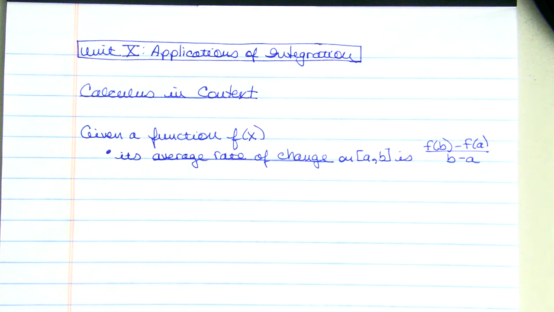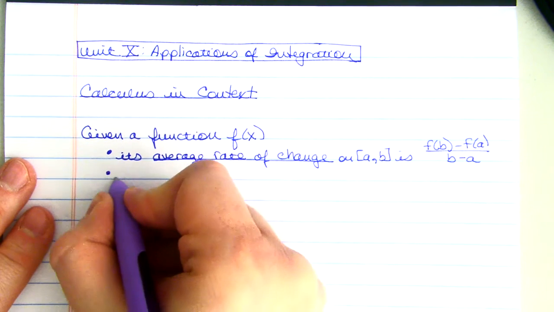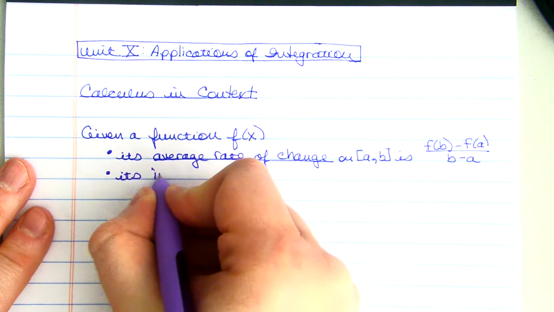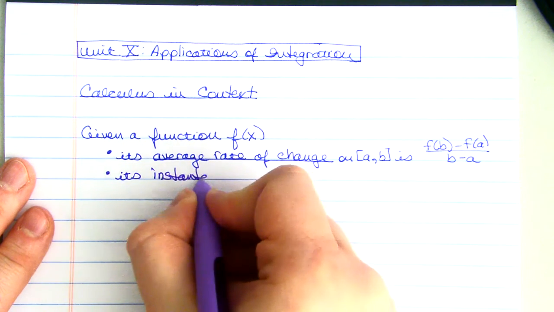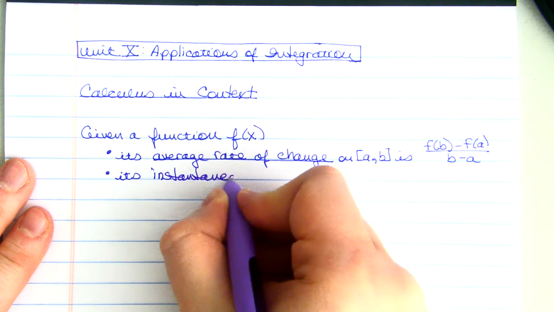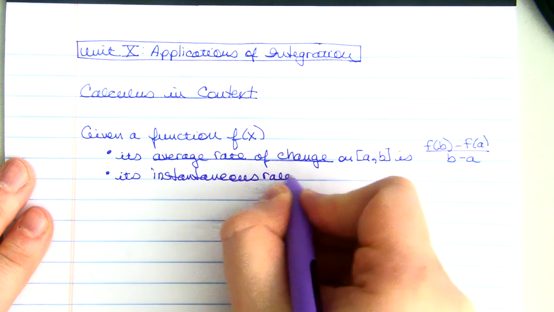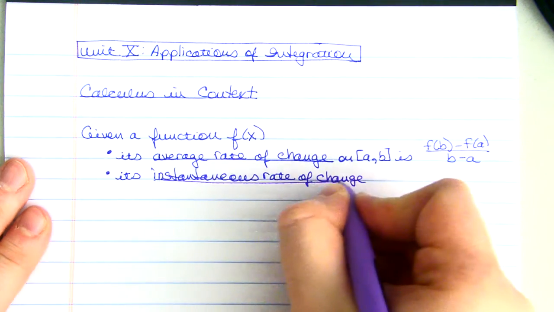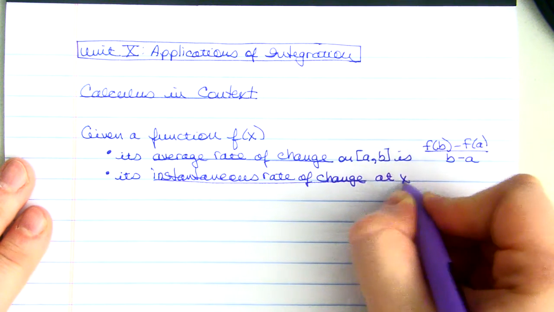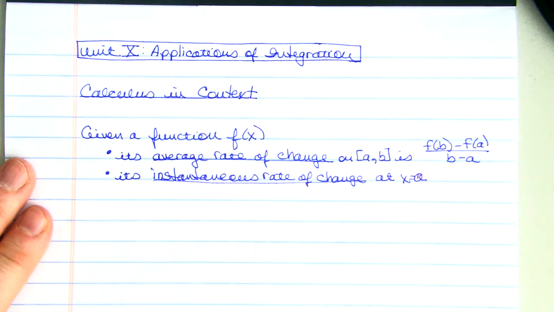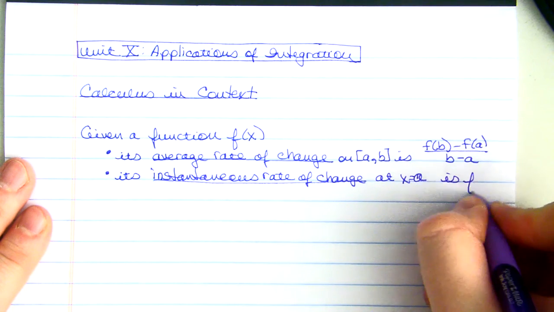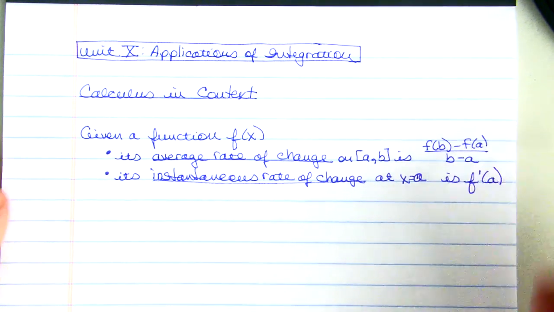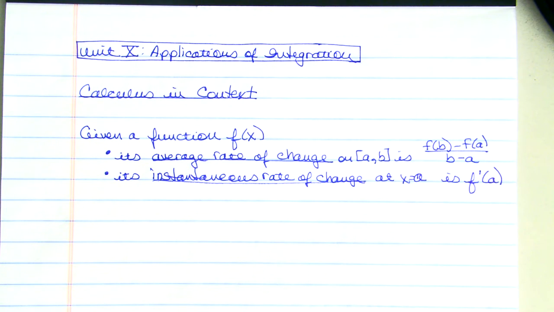Given a function f of x, its average rate of change on the interval from a to b is f of b minus f of a over b minus a, as opposed to its instantaneous rate of change at x equals a. What's the rate of change right at one specific instant? Well, that's just the derivative. The instantaneous rate of change at x equals a is f prime of a.